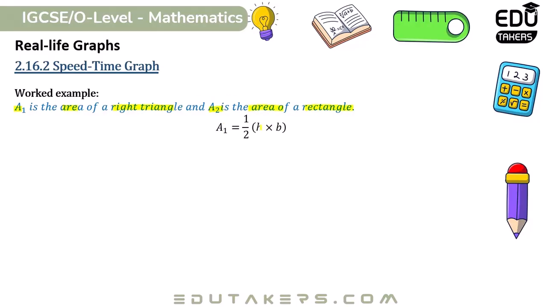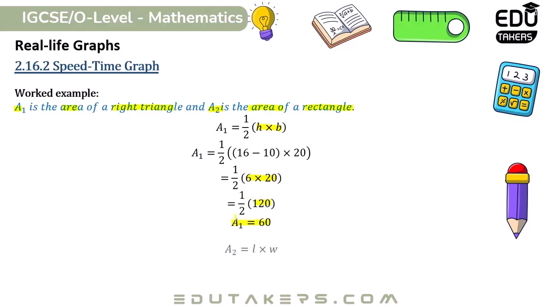A1 equals 1 over 2 into h times b. A1 will be equal to 1 over 2. H is 16 minus 10 and b is 20. So 1 over 2, 6 times 20 is 1 over 2 into 120. So A1 is equal to 60.